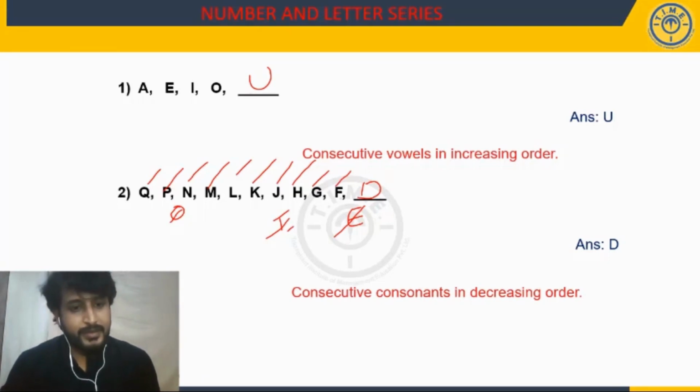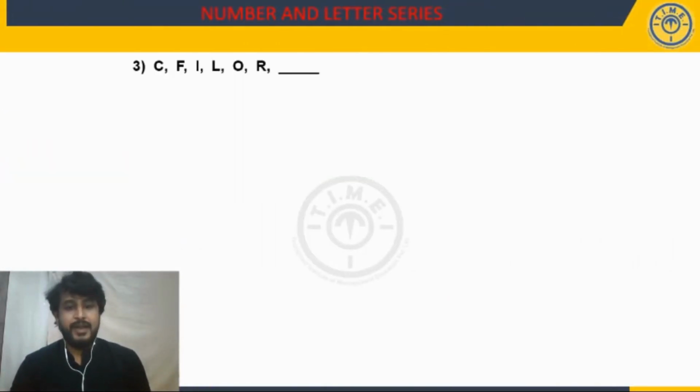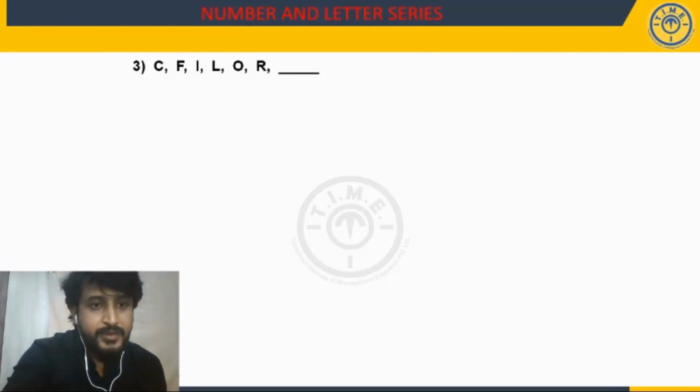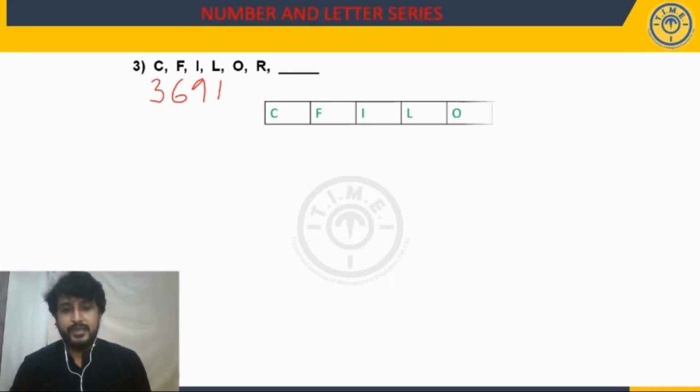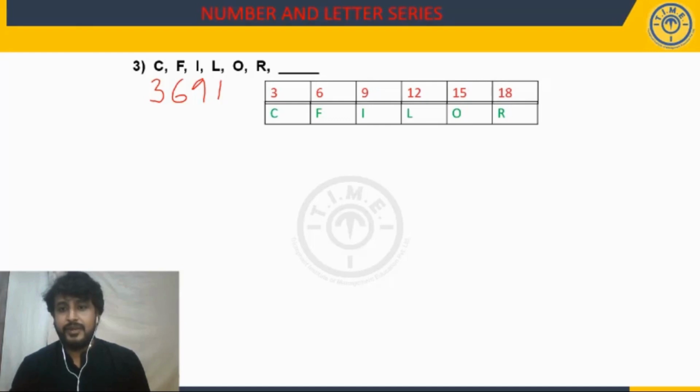Now let's see question number 3. C, F, I, L, O, R. What will come in the place of the blank? Try it. Definitely it is not the vowels and consonants logic, because it is a combination of vowels as well as consonants. So here, try to apply the place values logic. By writing the place values, you can recognize the logic quickly. Let's write the place values. The place value of C is 3, F is 6, I is 9, L is 12, O is 15, R is 18.